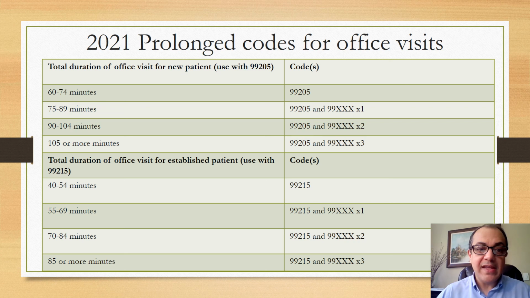Between 75 and 89 minutes, as you can see here on line 2 of this table, that gives you 99205, and you add to that 99xxx, which is 1 unit of prolonged visit time. Those units all go by 15-minute increments. So any 15 minutes and every 15 minutes above the upper limit for a level 5 visit, you would get 1 unit of 99xxx.